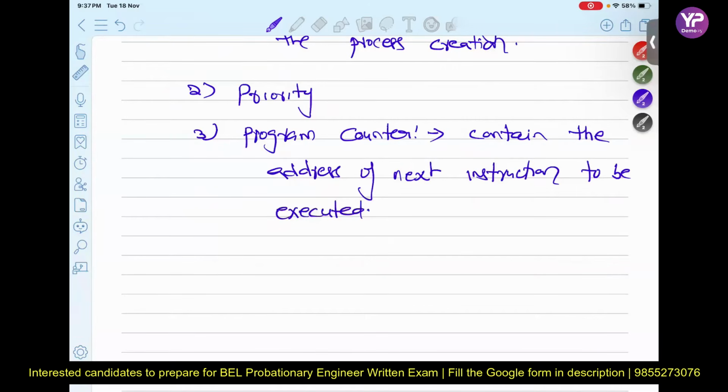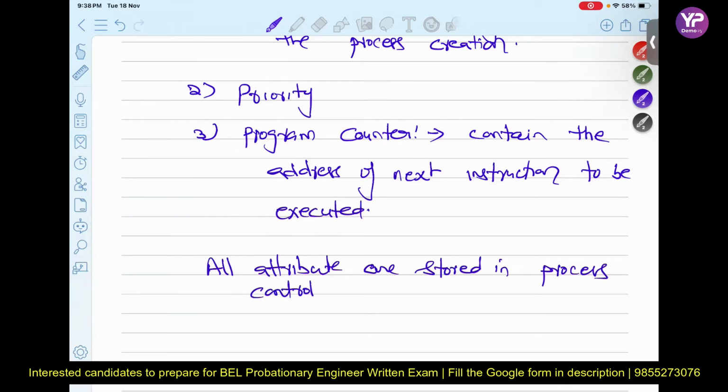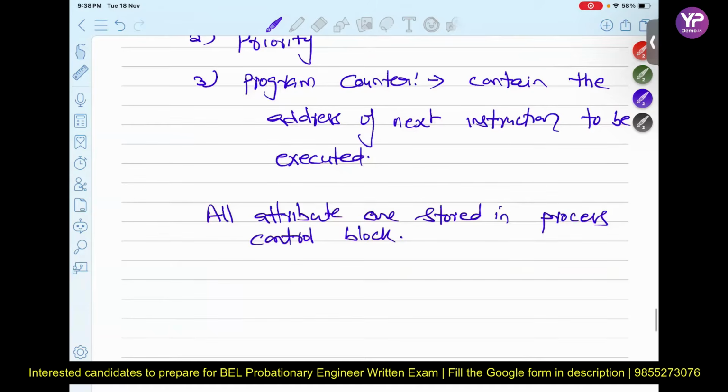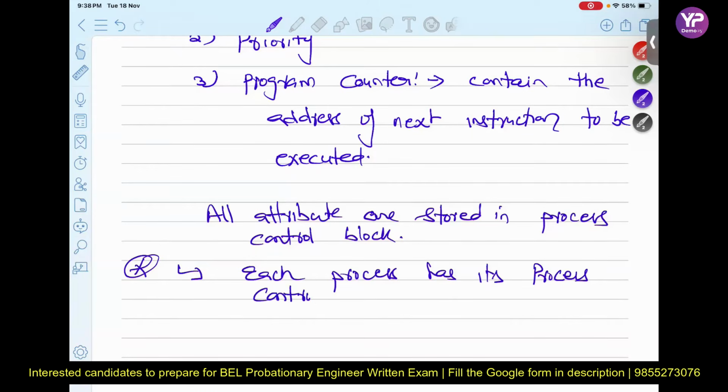Now, all these attributes are stored in a data structure that is called the process control block. That means all attributes are stored in the process control block. And keep in mind, my dear students, this is very important: each process has its own PCB. This line is important. Are you getting my point?